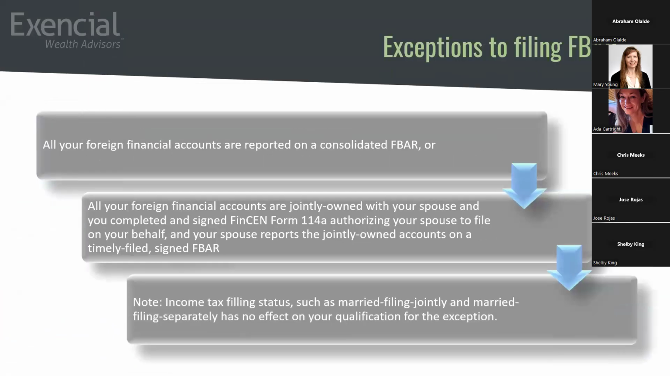Exceptions for filing the FBAR: all your foreign financial accounts are reported on a consolidated FBAR. These are mostly for entities, partnerships. You don't need to file an FBAR for the calendar year if the consolidated report allows a U.S. entity who owns directly or indirectly more than 50% of an entity that must file an FBAR to file one consolidated report on behalf of the other entity. So this exemption does not apply to individuals. For foreign accounts, if you're filing jointly or separately, which doesn't matter, and your spouse signs authorizing you to file on their behalf, then yes, you are able to file on their behalf as a jointly owned account.